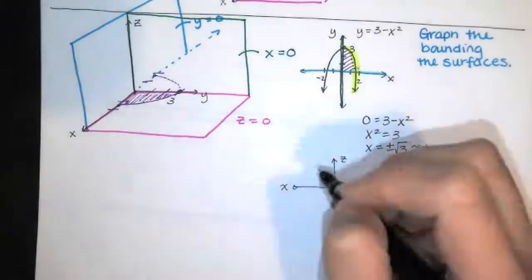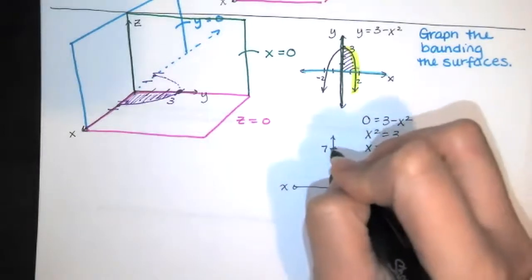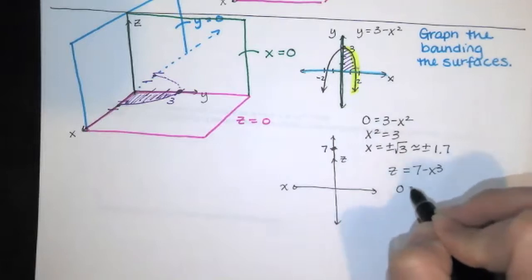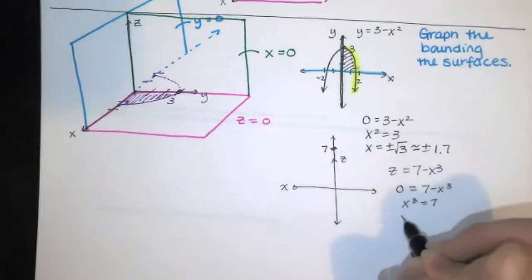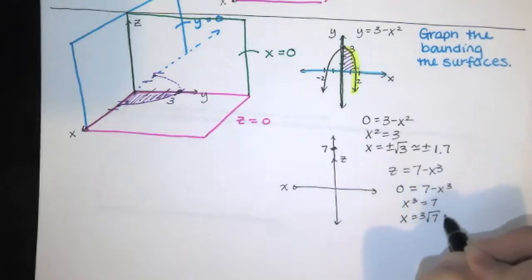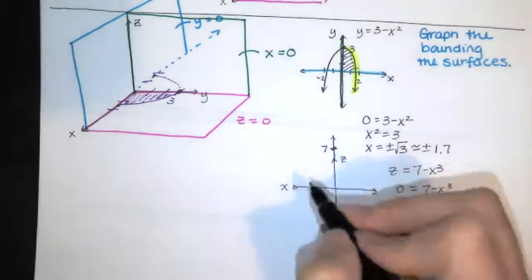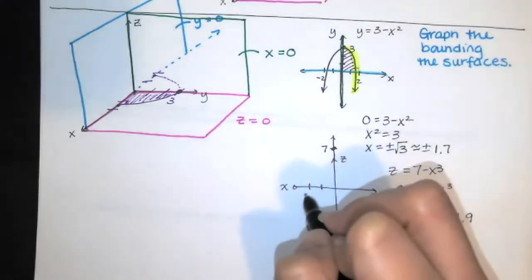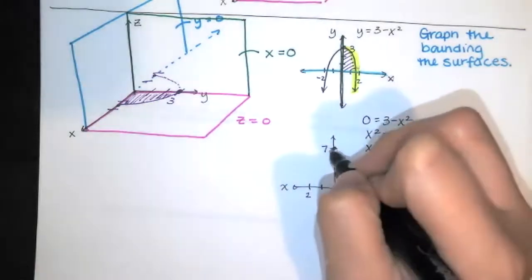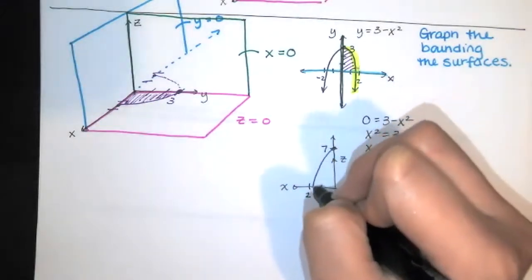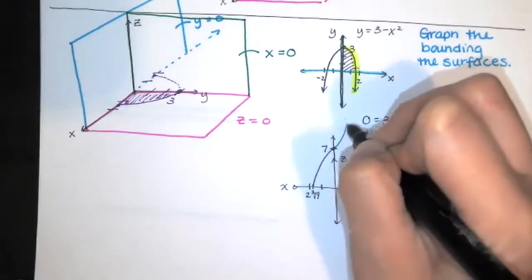When x equals 0, I think we can all see that z equals 7. Let's put that up there. And when z equals 0, we get x cubed equals 7. So x equals the cube root of 7, which is about 1.9. Now, since this is the positive x direction, the positive cube root of 7 is going to lie right there, and it's going to look roughly like this.